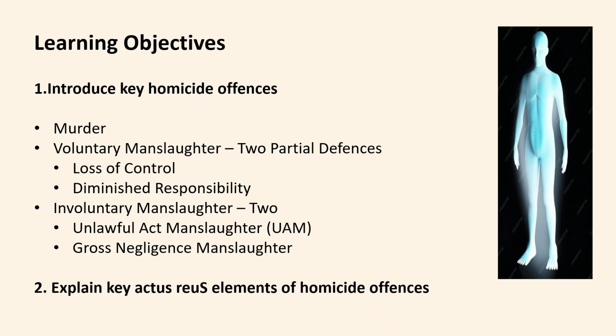Now, the learning objectives of this class is to introduce you to key homicide offences, primarily murder, voluntary manslaughter and the two partial defences, loss of control and diminished responsibility. Involuntary manslaughter, and there's two that I mentioned here, unlawful act manslaughter and gross negligence manslaughter. And I want to explain some of the key actus reus elements of homicide offences.